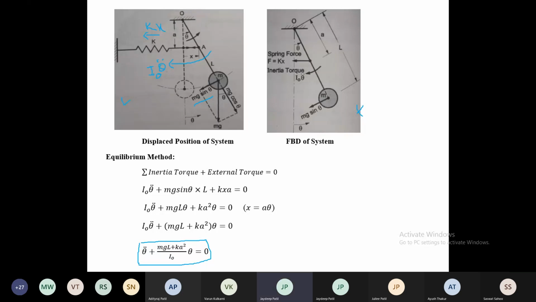Okay, now we have to compare this equation with the equation of simple harmonic motion. We know the equation of simple harmonic motion is theta double dot plus omega n square theta is equal to 0. Means omega n square is equal to (mgl plus k a square) upon I, or omega n is equal to under root of (mgl plus k a square) upon I.